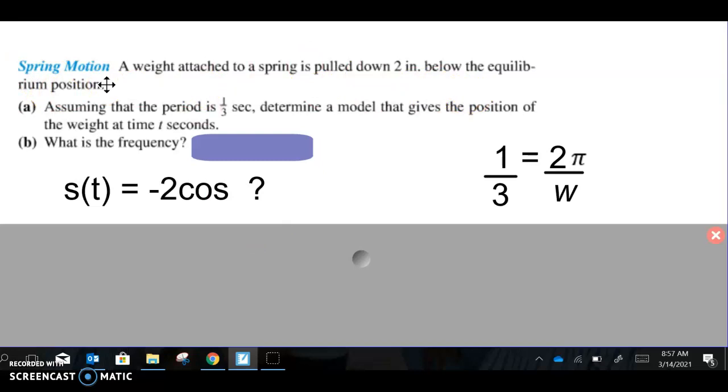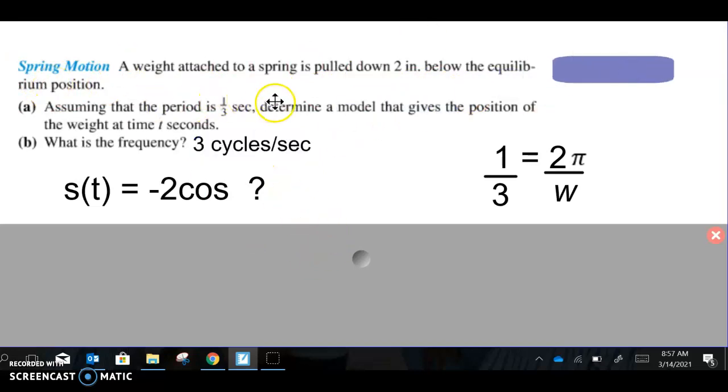A weight is attached to a spring, pulled down 2 inches below equilibrium. They want us to write the equation. Assuming that the period is 1/3 of a second, determine the model that gives the position. And what's the frequency? Well, the frequency is the flip of the period. So I flip 1/3, I get 3 cycles per second. That's what the frequency is.